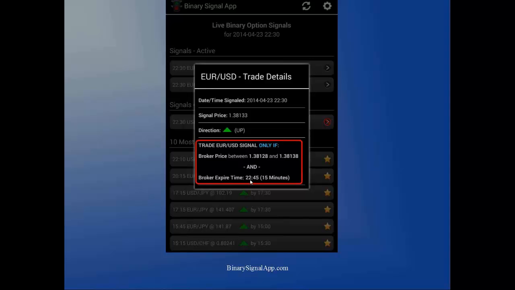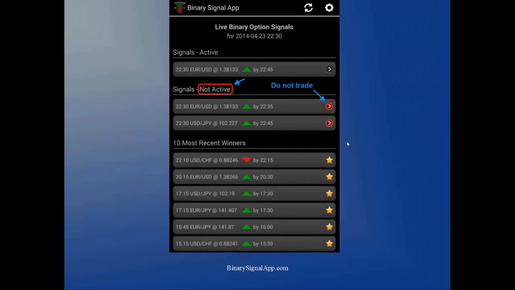So you want to match up the execution time with your broker and double check that price, because sometimes in a fast-moving market, even though the signal might stay active, it may actually turn inactive immediately before you place a trade. So for the best odds of a winning trade, very important that you follow this. If the trade is not within this price range and you don't have the proper broker time set, then we do not recommend taking the trade because the odds are not in your favor of a profitable trade.